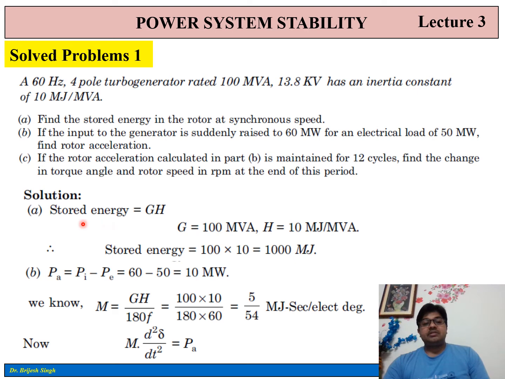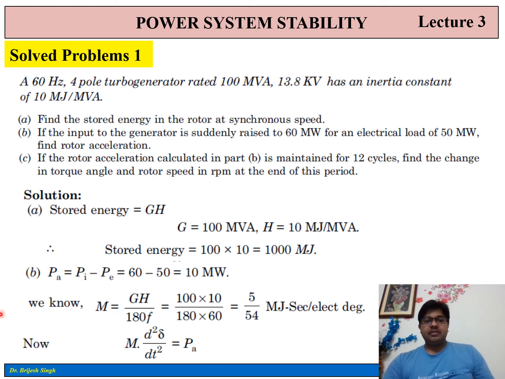For solving that, the stored energy is G into H, where G is the generator rating of 100 MVA and H is given here. So the stored energy is 1000 MJ. So part A is resolved. The total stored energy is 1000 megajoules.